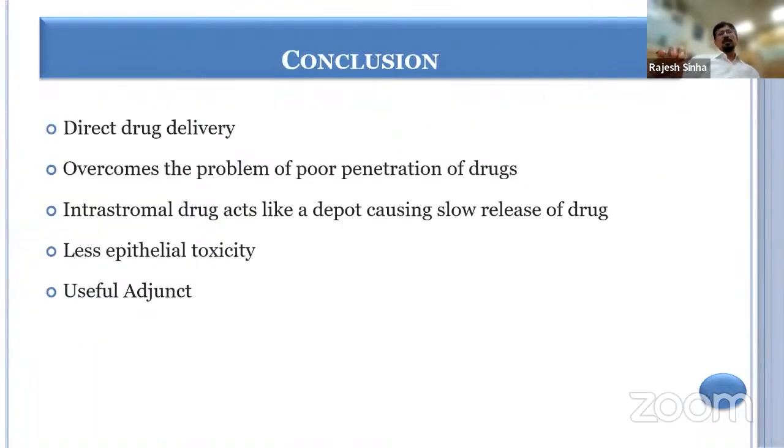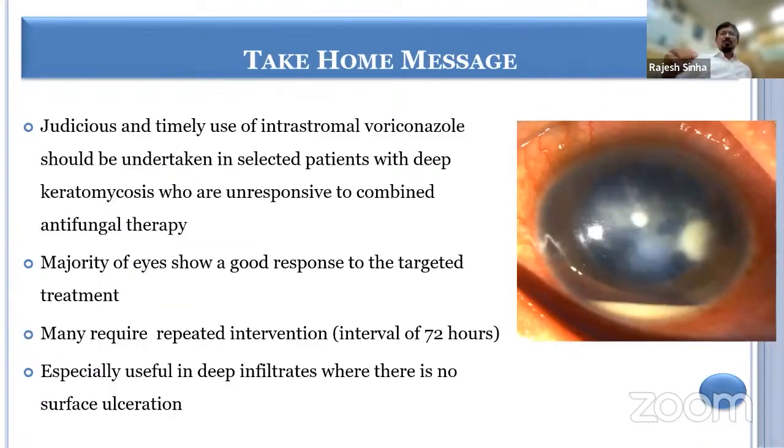So in conclusion, the intrastromal and intracameral antifungal drugs are a way of giving direct drug delivery to the area of microbial proliferation. It overcomes the problems of poor penetration of drug, and it acts as a depot. And of course, less epithelial toxicity, and it acts as an adjunct. You cannot say that it can alone work, but it acts as a useful adjunct along with the topical medication. So when we feel it's a deep infiltrate, not responding to 2 weeks of topical therapy, we can go ahead and give intrastromal and intracameral antifungals.